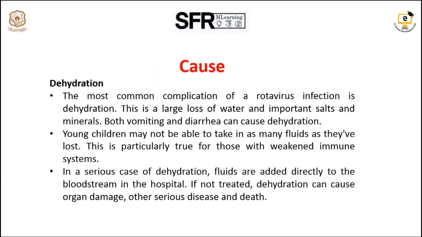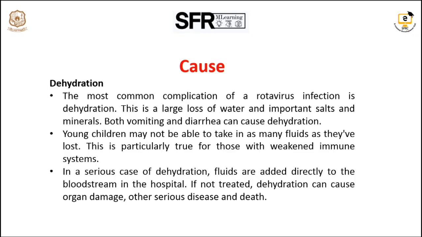The main complication is dehydration. The most common complication of rotavirus infection is dehydration, which is the loss of water and the important salts and minerals. Not only water, it also leads to the loss of salts. Both lead to vomiting and diarrhea, which causes the final stage of dehydration.